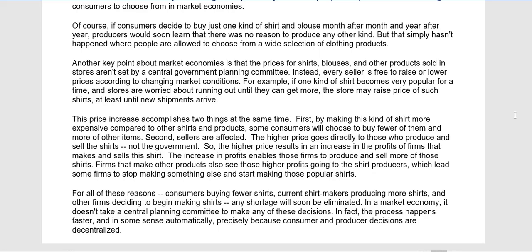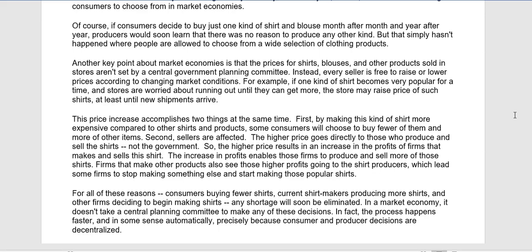Another key point about market economies is that the prices for shirts, blouses, and other products sold in stores aren't set by a central government planning committee. Instead, every seller is free to raise or lower prices according to changing market conditions. For example, if one kind of shirt becomes very popular for a time, and stores are worried about running out until they can get more, the store may raise the price of such shirts at least until new shipments arrive.